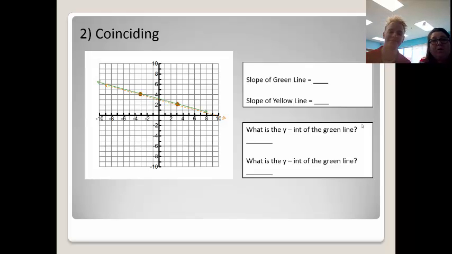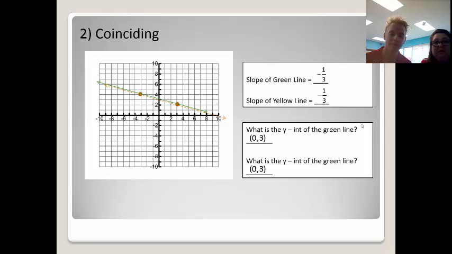So what we want you to do now is to find the slope of the green line and the slope of the yellow line. Take a moment, stop the video, and we'll come back. And welcome back. Hopefully you found that the slope of each of those lines was -1 over 3. So now we also want you to find the y-intercept of each line. So pause the video quickly, find that, and come right back.